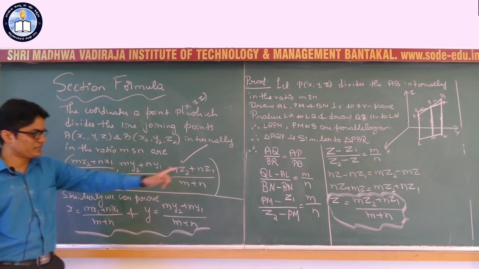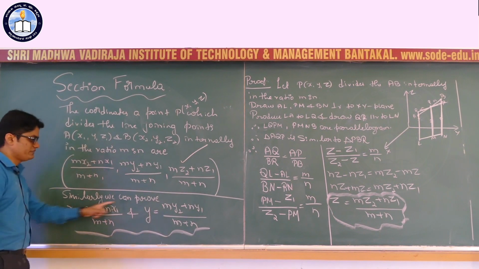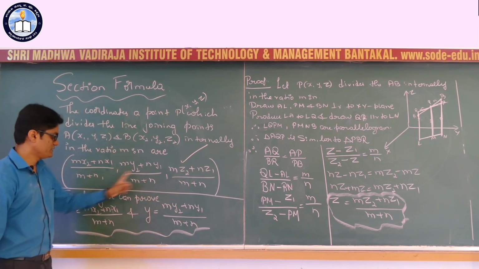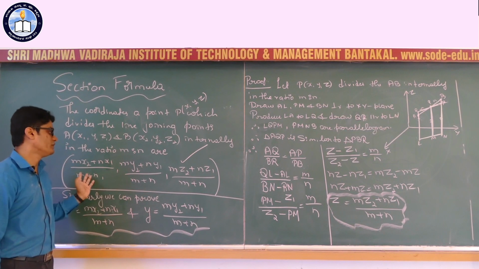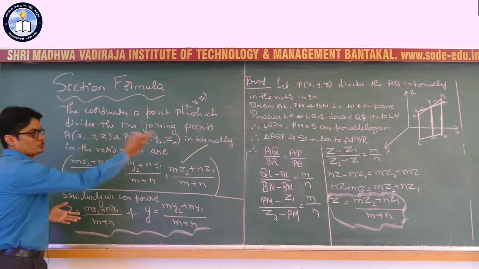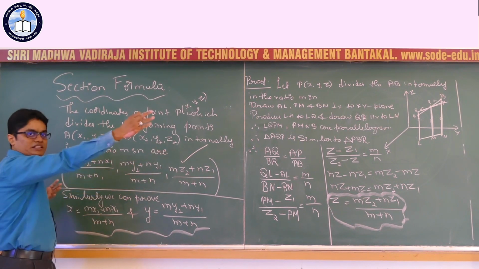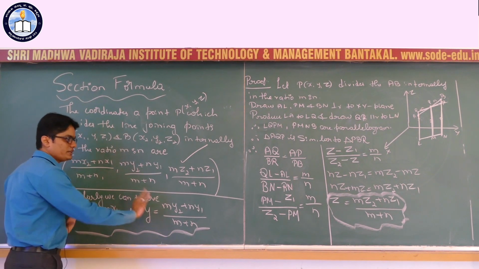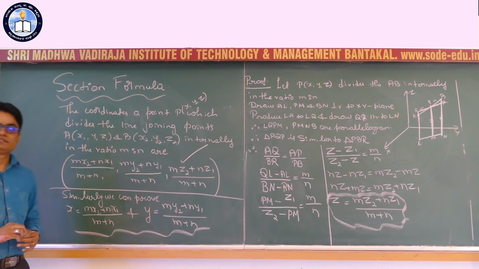So for the conclusion, just write this: similarly we can prove. Because you have to get the x and y coordinates, but you cannot prove it geometrically like this. Possible, but it becomes a 15 mark problem. So you don't have to write that much, this much is enough. So this is from the section formula.